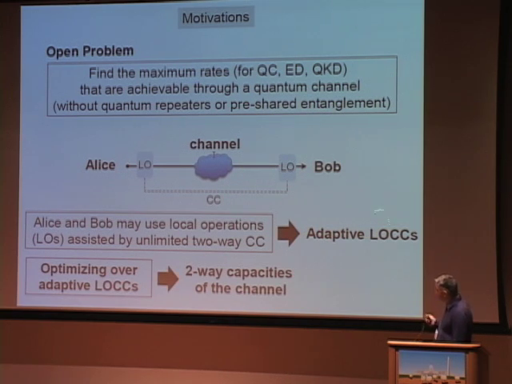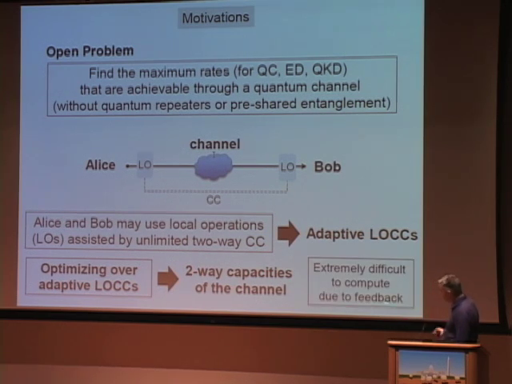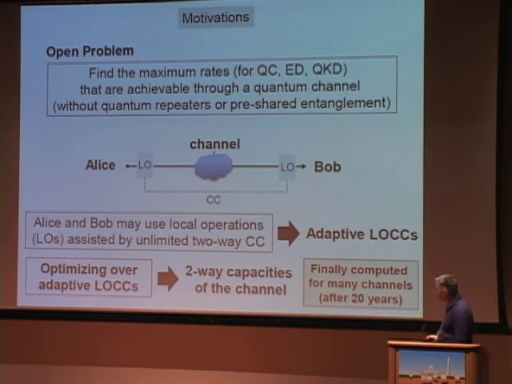Optimizing over this kind of LOCCs, you define the two-way capacity of the channel. So it's really the top rate that you may achieve. Now this is difficult because of the feedback. It's a very difficult problem because of this real-time feedback that you may have. But luckily, we have computed many of these two-way capacities after more or less 20 years, let's say maybe 17.